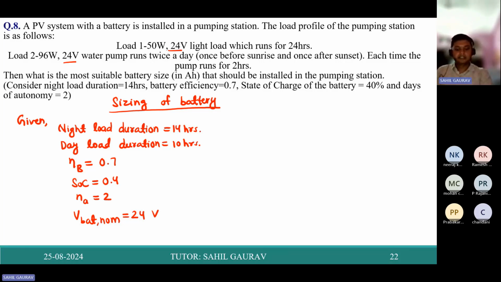So we have to find the battery energy capacity, the energy load that the battery will supply in the worst condition. So we write WH load will be WH night, the energy demand during the night, and we have to divide by efficiency of battery. So don't forget to divide by efficiency of battery.